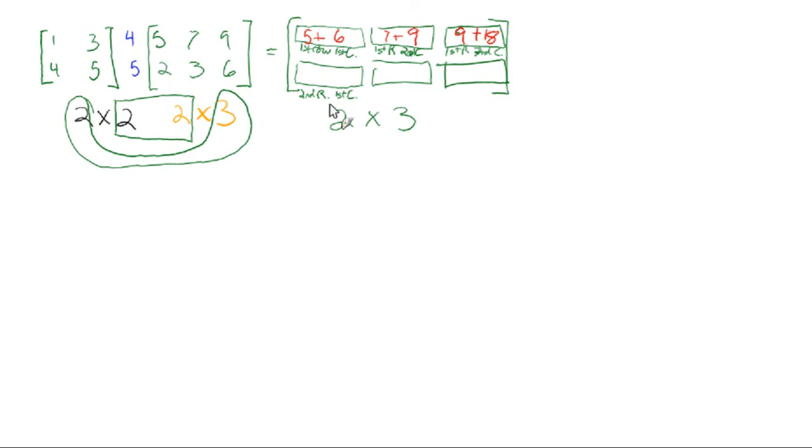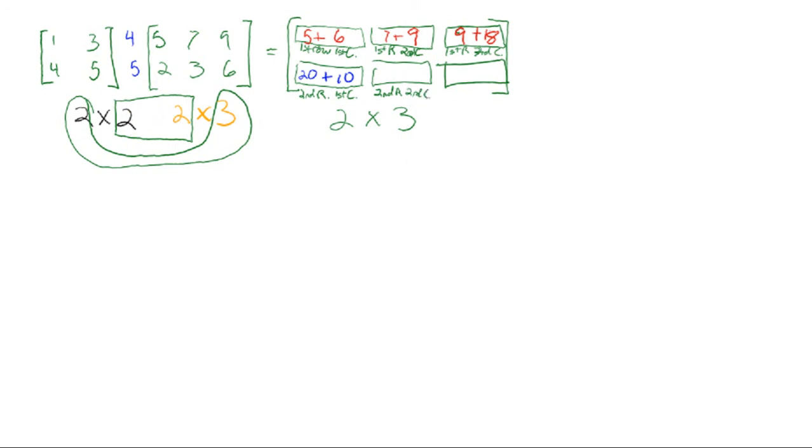And we do the exact same thing, only now we're going to multiply the second row by each of the columns. So second row by the first column gives you the number that's in the second row in the first column. So 4 times 5 is 20, plus 5 times 2 is 10. And now we are in the second row, second column.